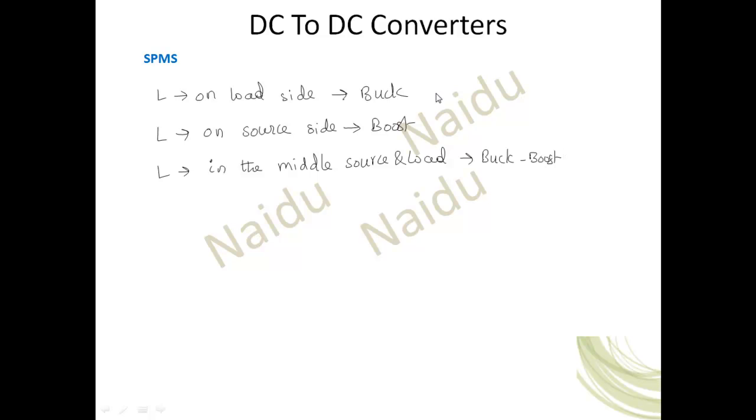Another thing is, in the buck converter, IL is nothing but the average value of the load current. In the boost converter, IL is nothing but the average value of the inductor current, that is the DC average value. In the buck-boost case, neither of them. That's why I told you IL can be I average by 1 minus D or IDC by D.